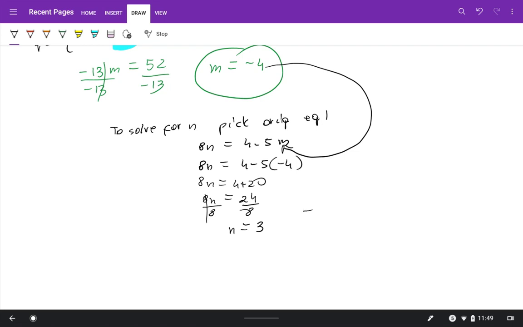So now the solution is m, n. We're going to keep the order like the alphabet, which is negative 4 comma 3.